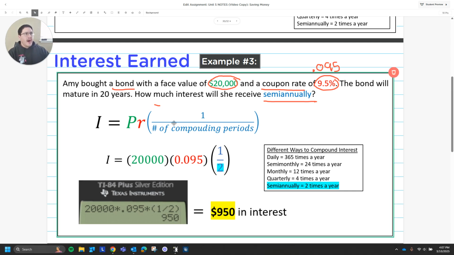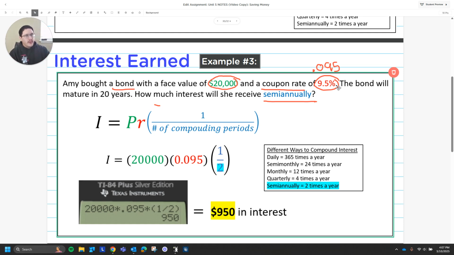So again, Amy bought a bond. So she invests $20,000 into something at a rate of 9.5%. She will get back, from whoever it is that she lent the money to, 9.5% semi-annually. So after 6 months, she'll receive money. After another 6 months, she'll receive money again. And every 6 months, she will receive the same amount of money each time.